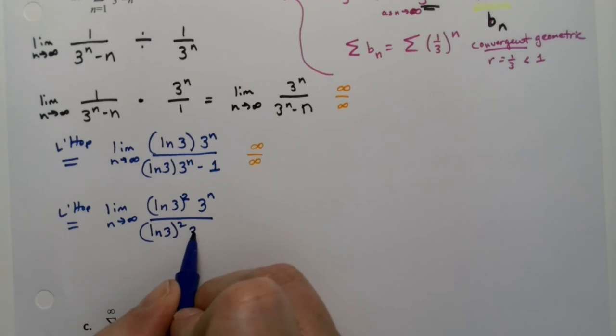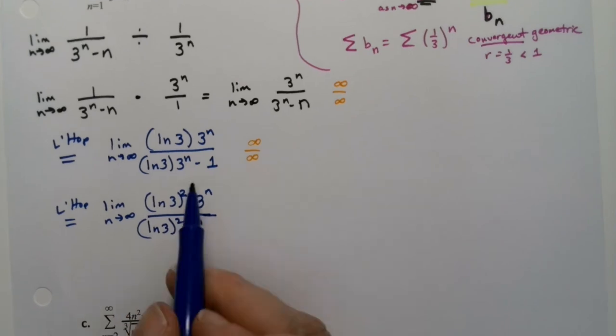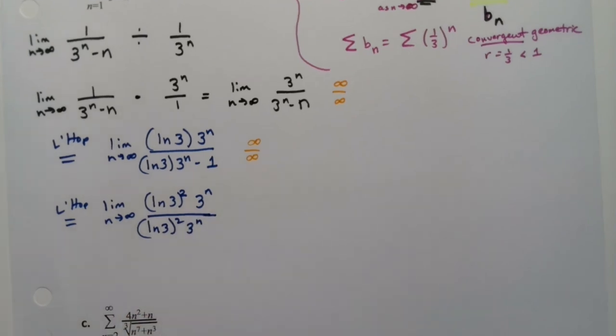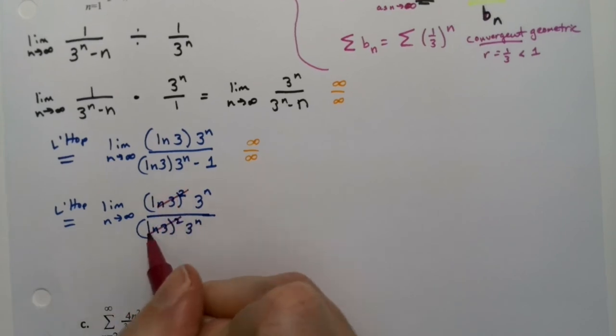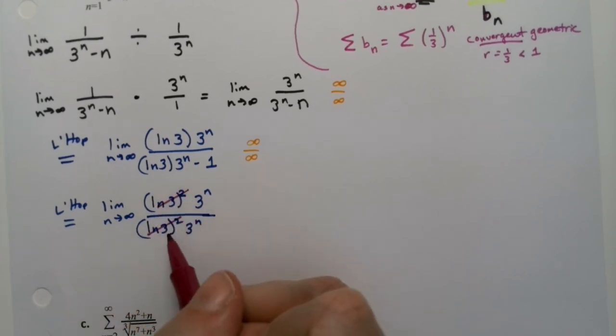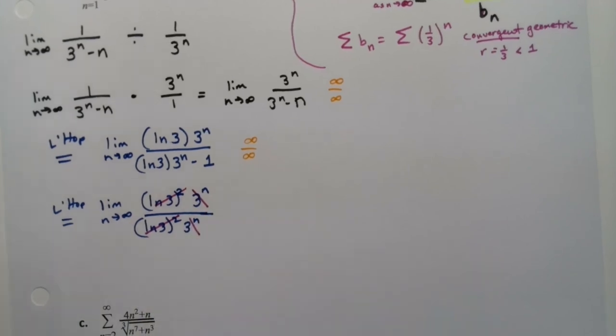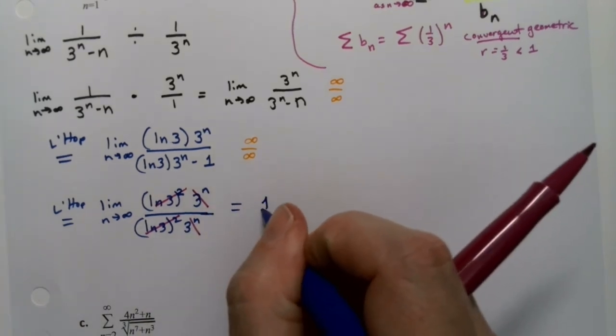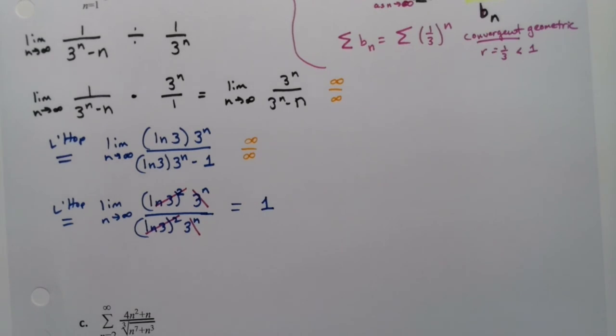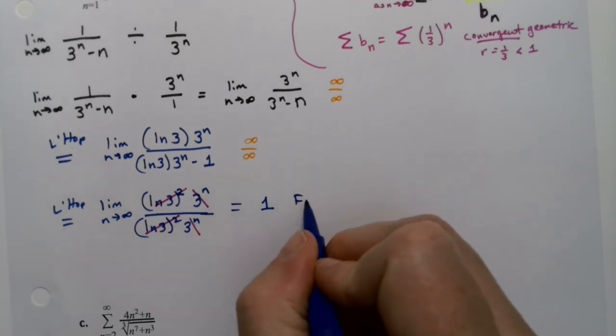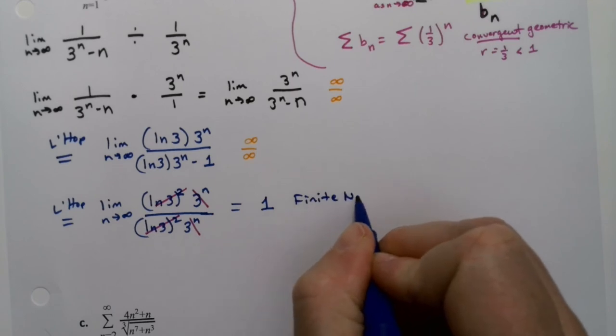times 3 to the n minus 0, so that's all gone. Hey, you know what happens? Natural log of 3 squared over natural log of 3 squared, it's gone. Makes 1. 3 to the n over 3 to the n makes 1. So this limit is 1. And 1 is a finite number that's not equal to 0.